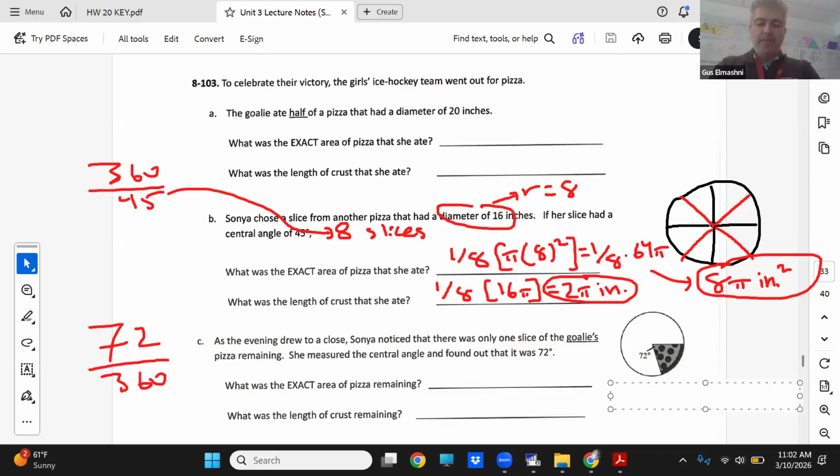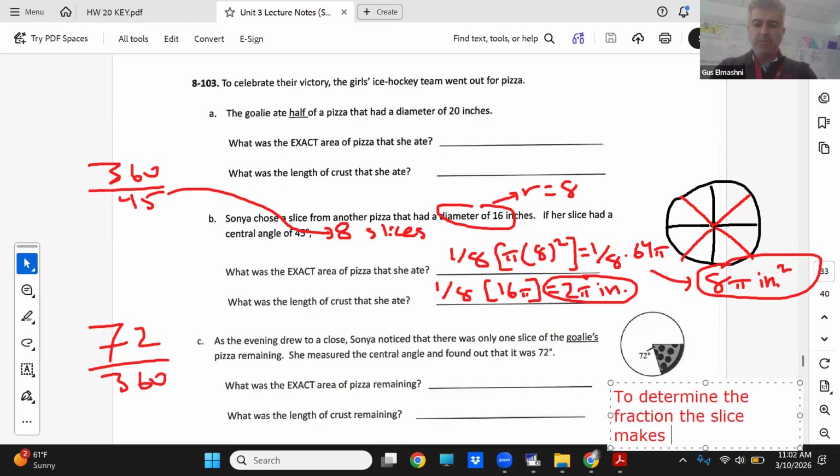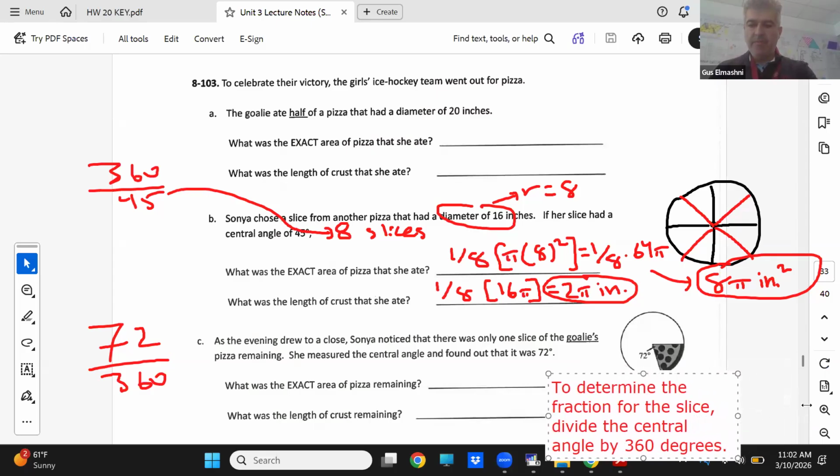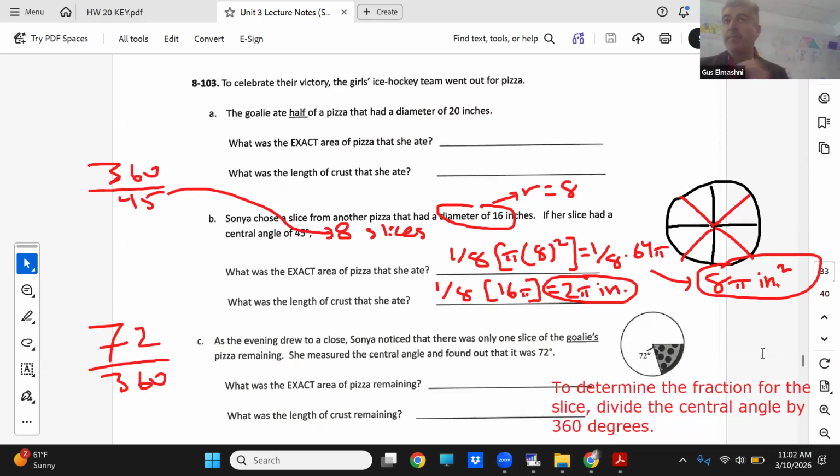Sorry, I'm just really struggling with my words here. To determine the fraction for the slice, divide the central angle by 360 degrees. Yeah, that's what I want to say. Perfect. So that's what you gotta do.